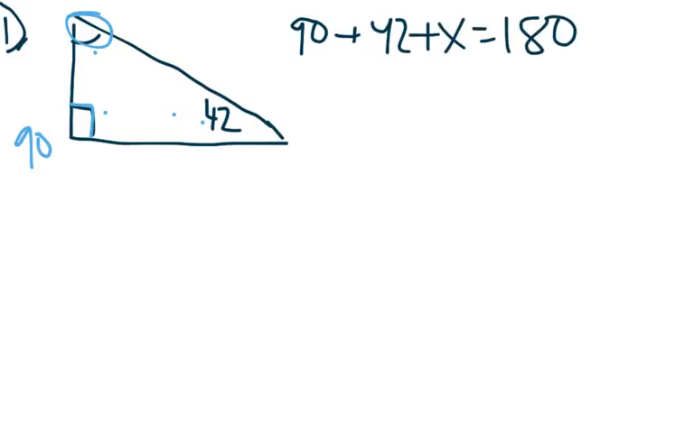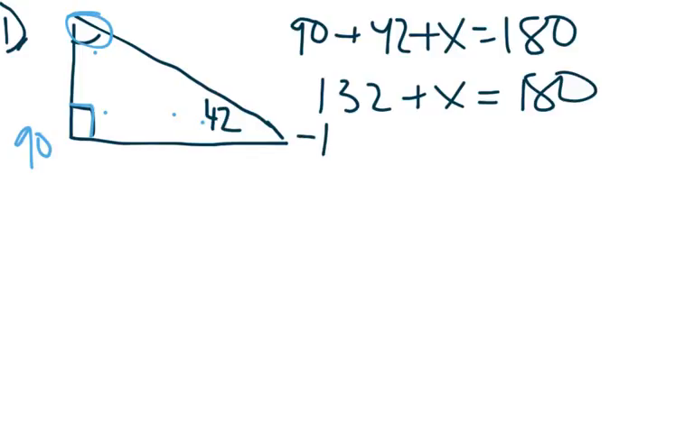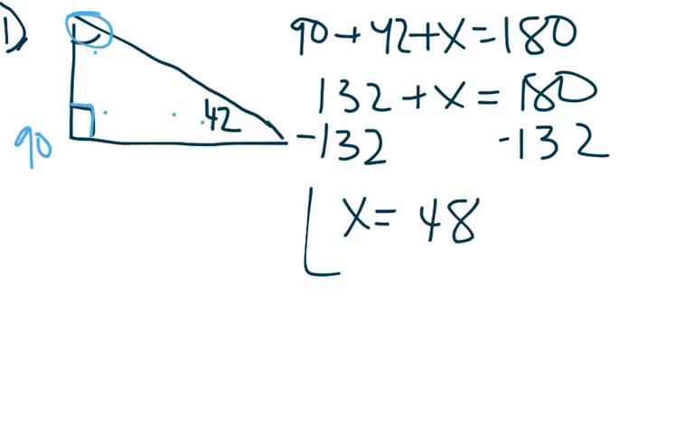So we want to add 90 and 42, that's 132. Plus x equals 180, and we want to subtract 132 from both sides to solve for x. So x equals 48. And that is your answer for number 1.